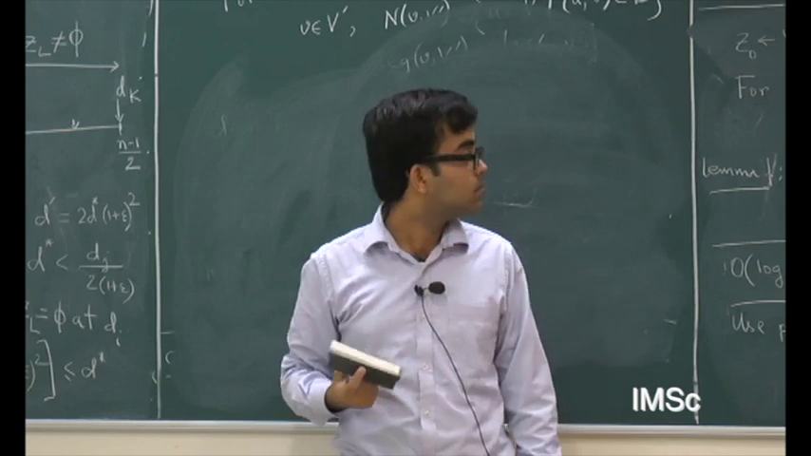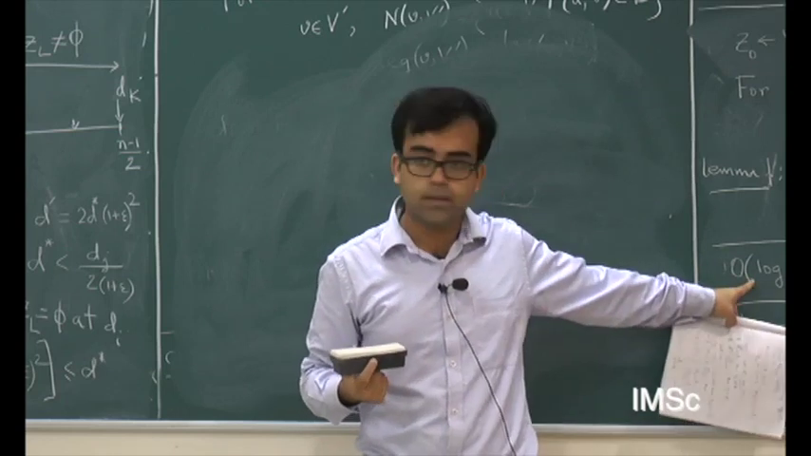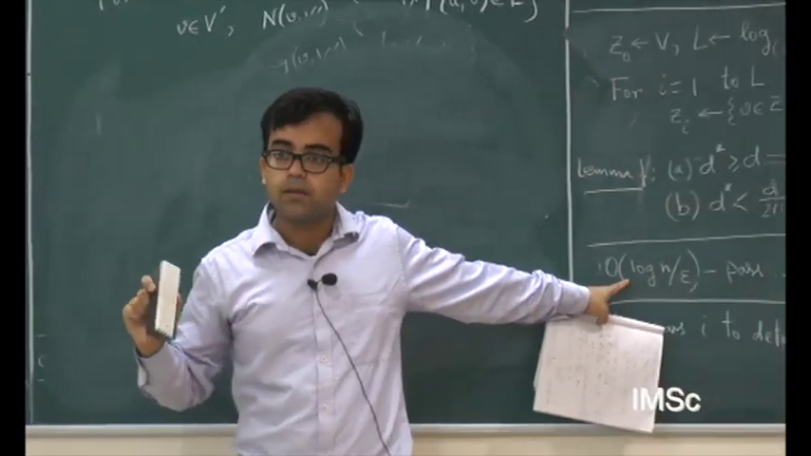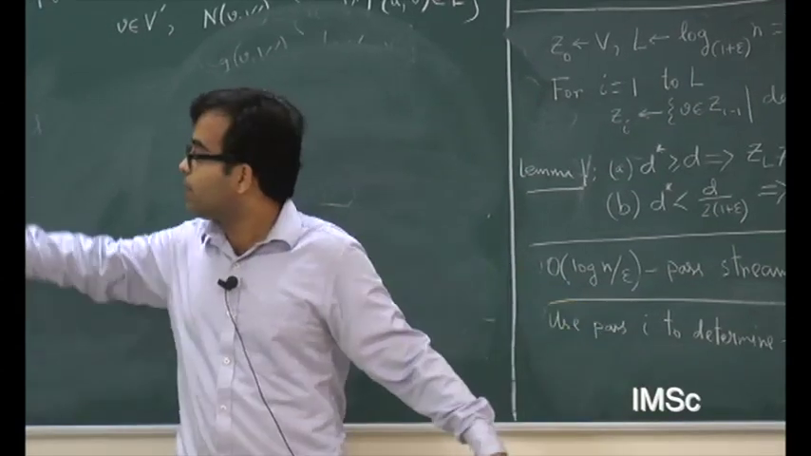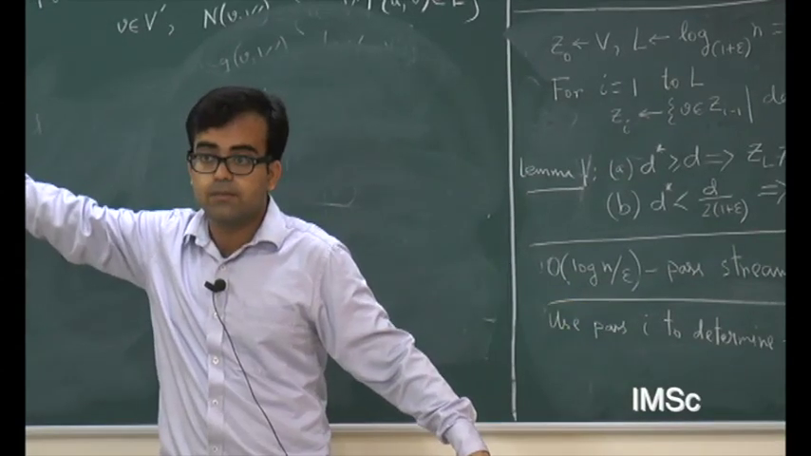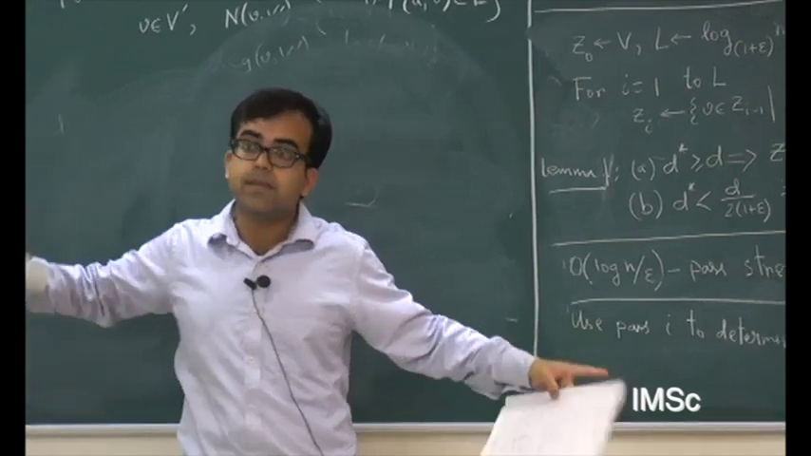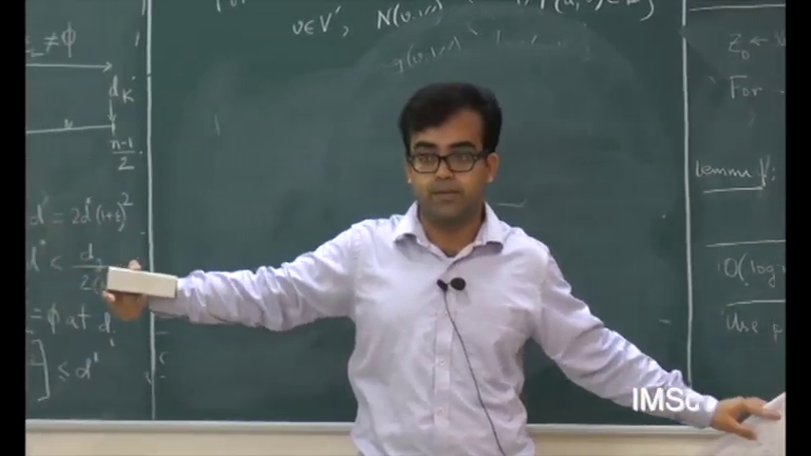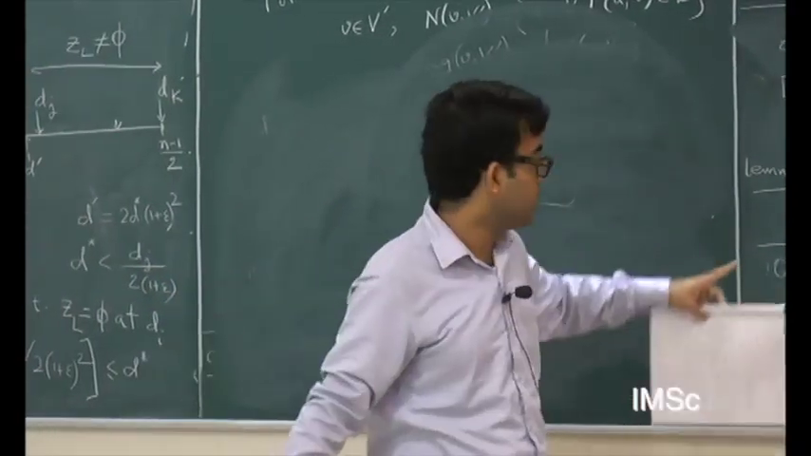You are doing it in parallel for all values of these. So the space requirement will be log squared n or something. That's a different thing. But the number of passes is this.